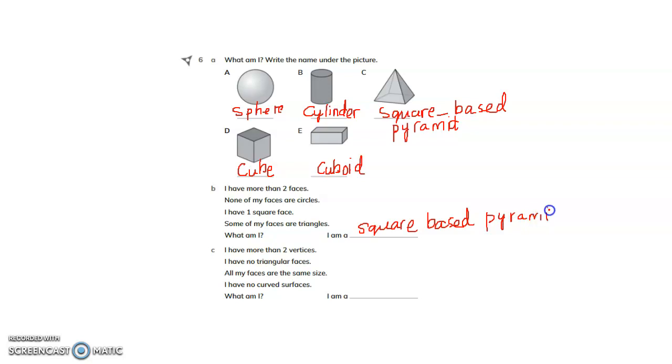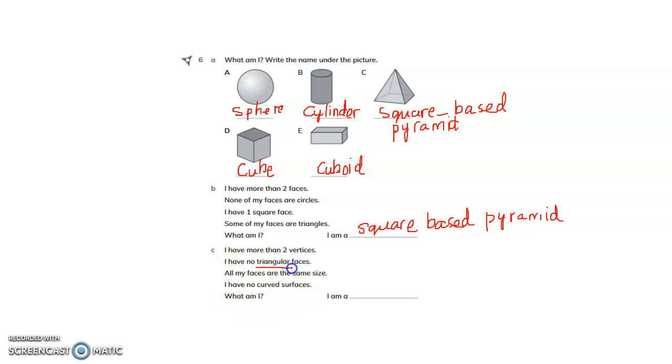Now read the next question. I have more than 2 vertices. I have no triangular faces. All my faces are the same size. I have no curved surface. What am I?